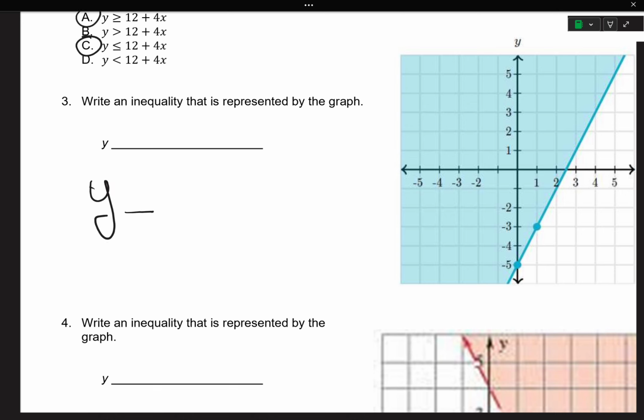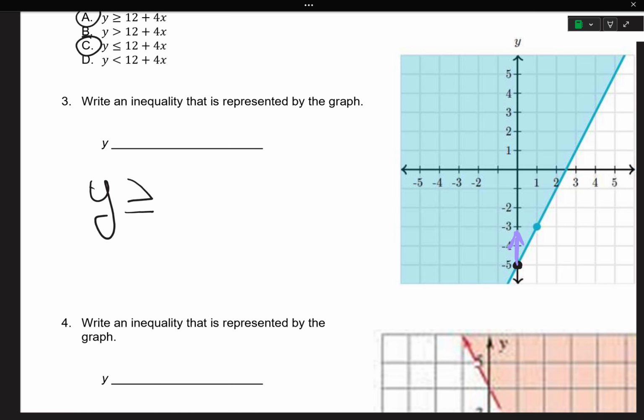Next, I'd like to decide if it's a greater than or less than symbol. The way that I decide on that is I put my pen, pencil, finger, whatever it is, on my y-intercept, and then I drag my finger, pen, pencil up towards or down towards the shaded area. This time, it looks like the shading is going up above the y-intercept, which means y is greater than.